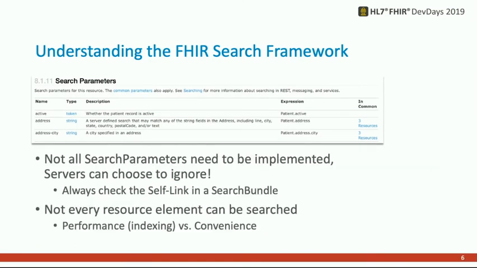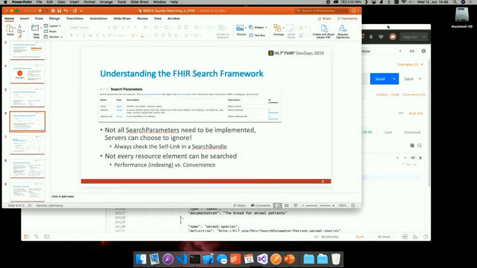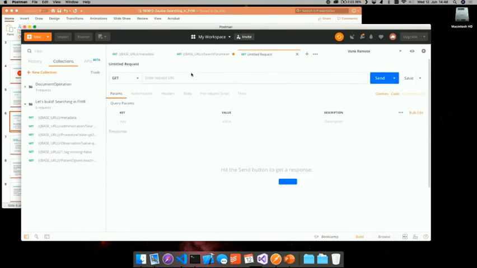Now, please note that not every FHIR search parameter needs to be implemented by a server. So it's only a list where the FHIR specification says that it's likely that a client developer has a certain use case to use that search parameter to filter the resources. But in every case, a server can reject a certain search parameter if it's not supported. And for that case, FHIR provides a way to communicate that, and that is through the self-link in a search bundle.